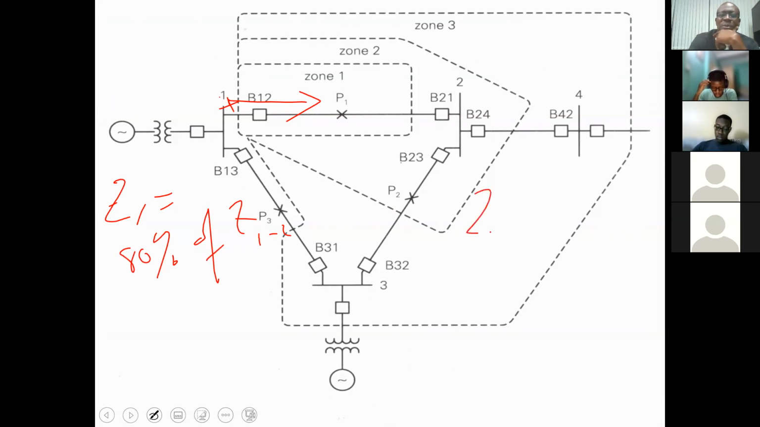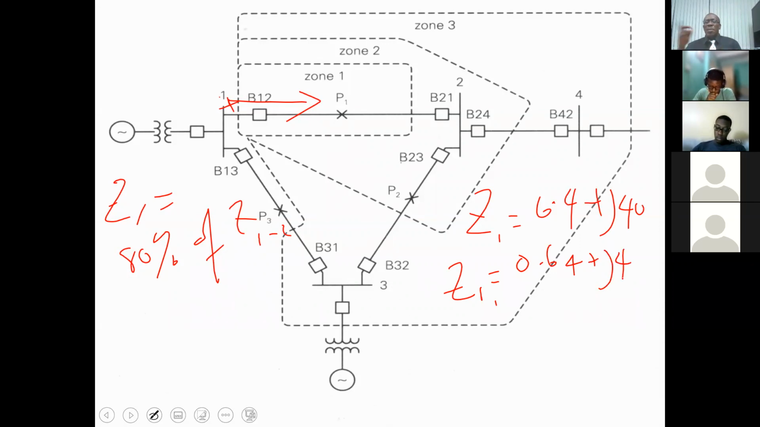All right? So Z1 would be 6.4 plus J40. However, because I'm seeing this impedance through the CT and the VT, the setting on the relay, Z setting, ZR1, would therefore be equal to 0.64 plus J4. It would be a tenth of what it actually is.